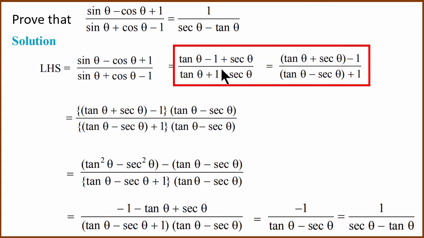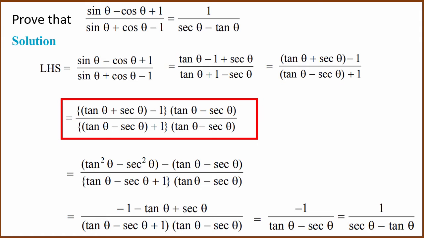Now what do we do here? We're just rearranging the terms. So we move the secant theta next to the tan theta, so you have tan theta plus secant theta. So it's just rearrangement. Okay, we're not doing anything else here. Why we're rearranging is because we want to eventually multiply it by tan theta minus secant theta. So that is why we're rearranging. Let's look at the next step.